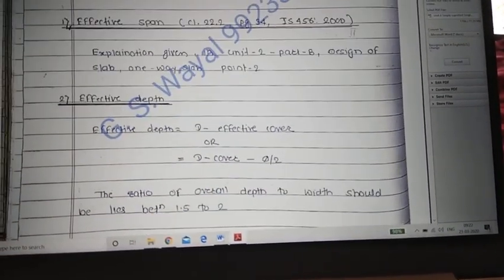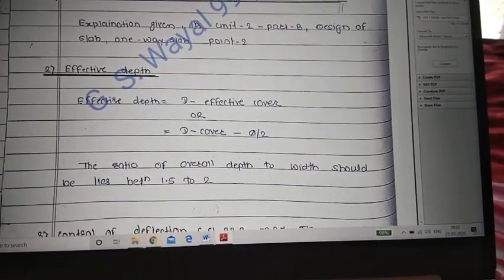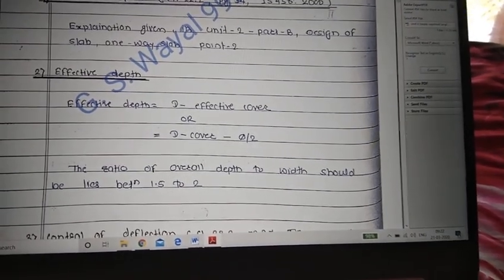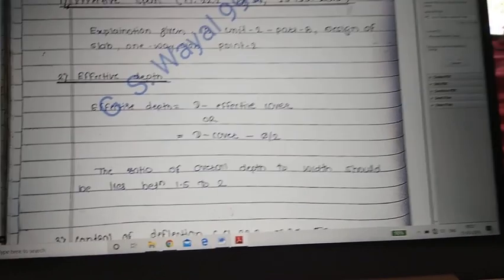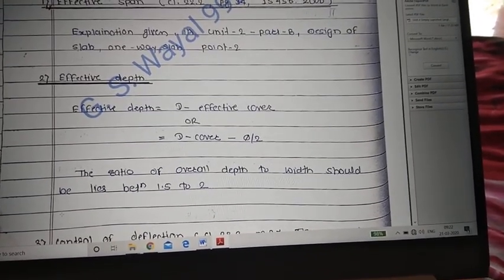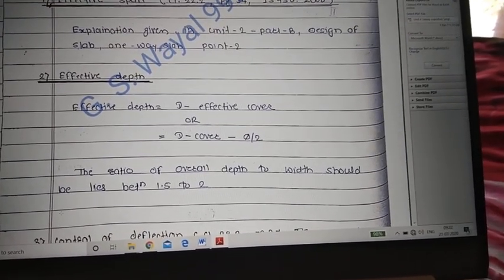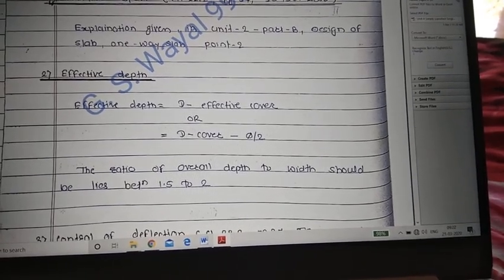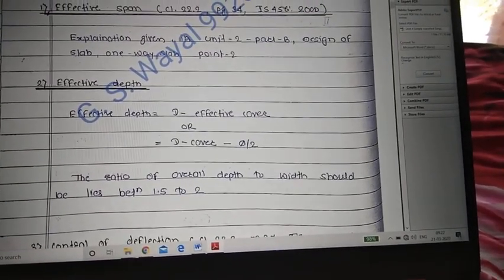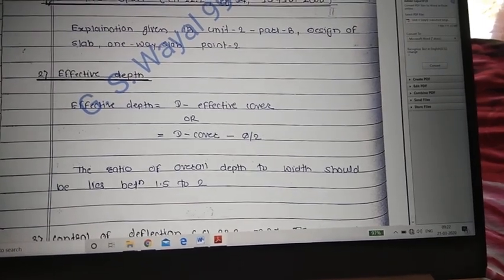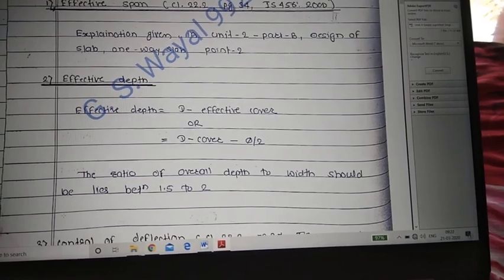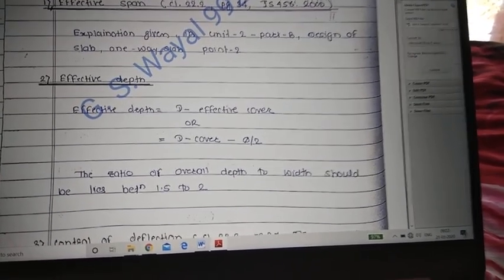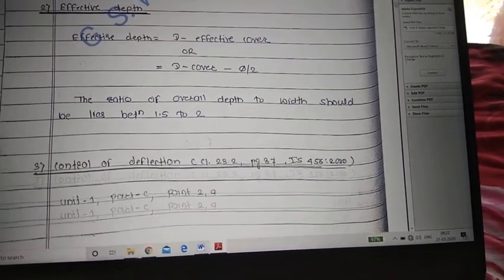After that, effective depth. Once you calculate the overall depth, you can calculate the effective depth by considering D minus effective cover, or the other formula to calculate the effective depth is D minus clear cover minus φ/2. The ratio of overall depth to width should lie between 1.5 to 2 while you are calculating the dimensions of the beam, so we require width and depth of the beam. Once you calculate the depth, then you can calculate the width by considering the 1.5 to 2 ratio.